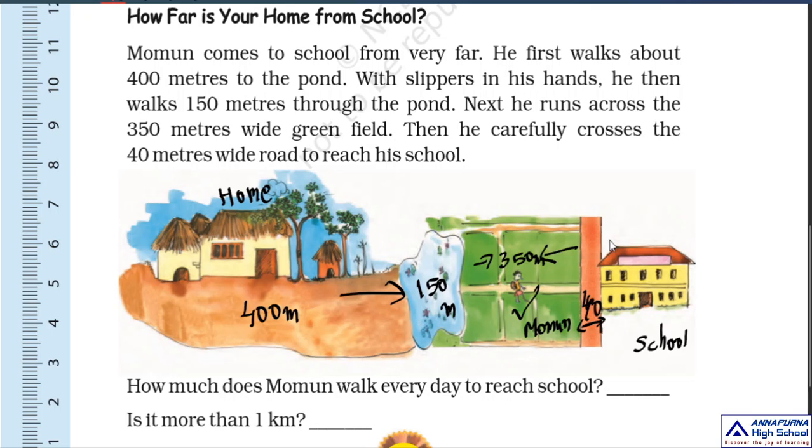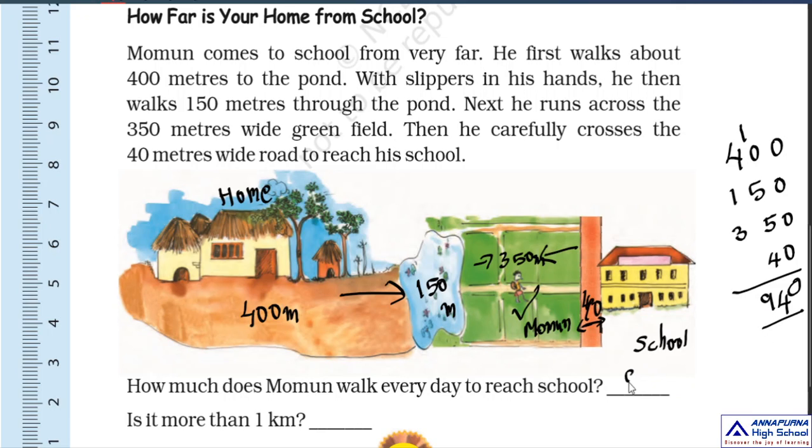Here 400, then 150, then 350, then 40 meters. Just add all, ma. So 400, then 150, then 350 meters, then 40 meters. So what do we get? 14, 1 carry, 5, 6, 7, 8, 9. So how many meters, ma?